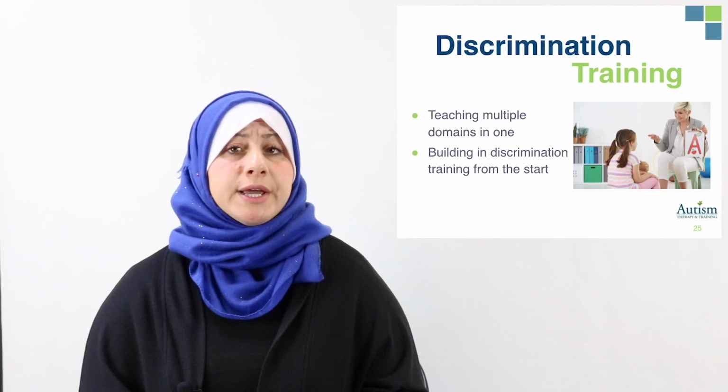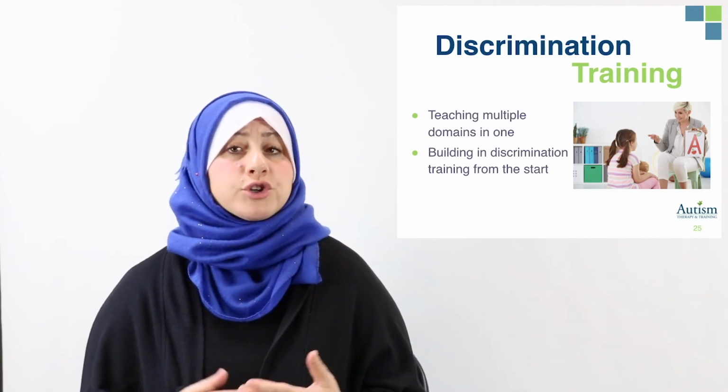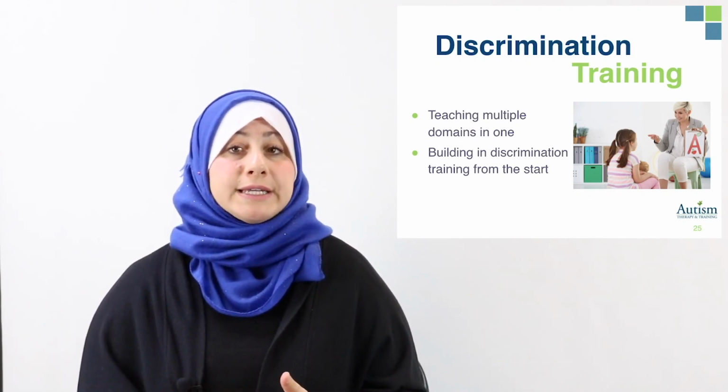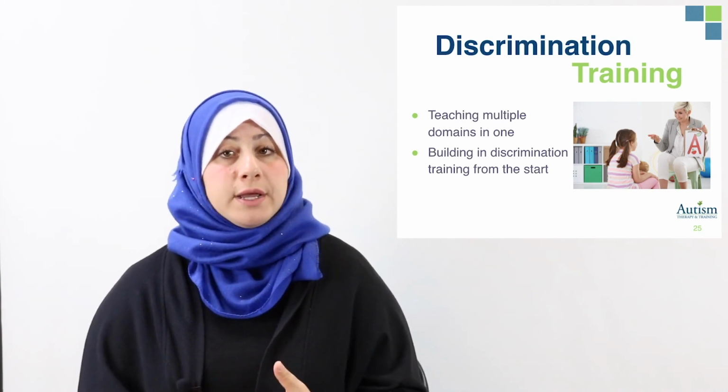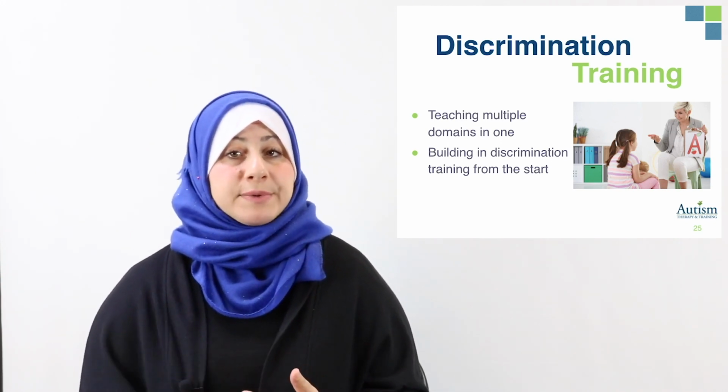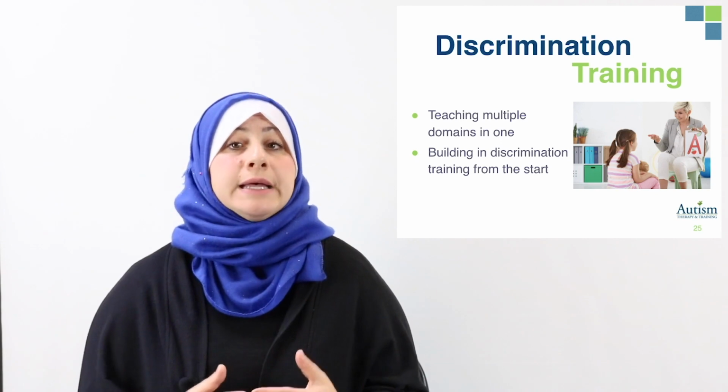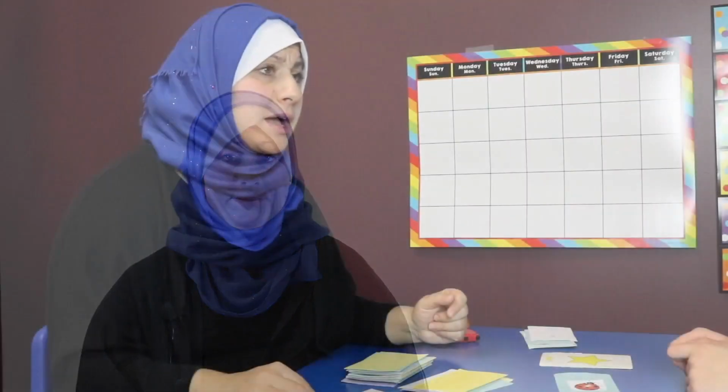Now, I model teaching in a way where we're programming for discrimination. For example, we can teach multiple domains in one. You can do an echoic, receptive skill, and TACT all in one. Let me show you again. Next, we want to look at discrimination training.